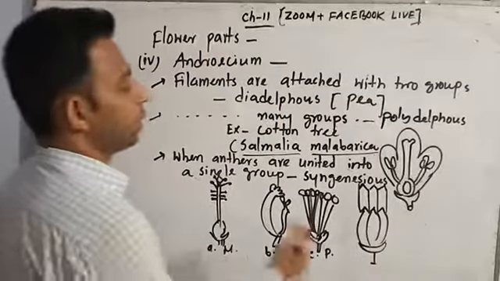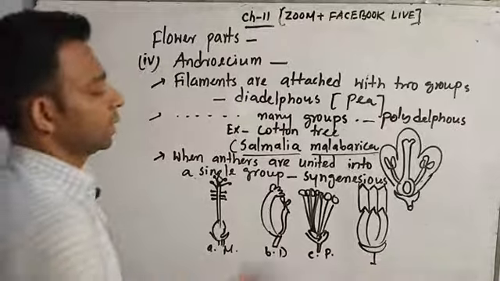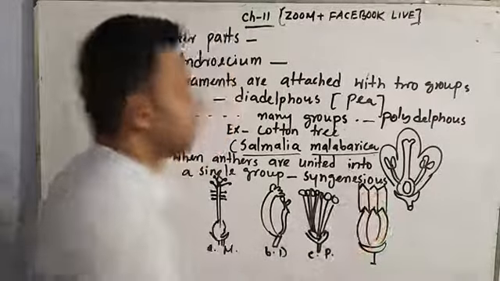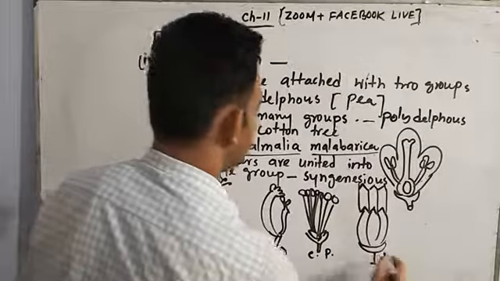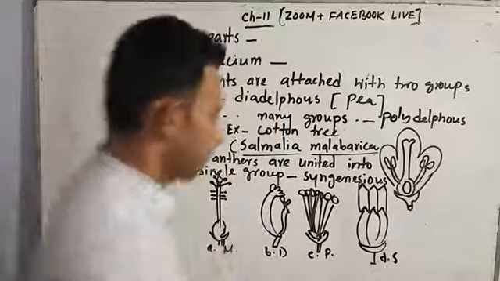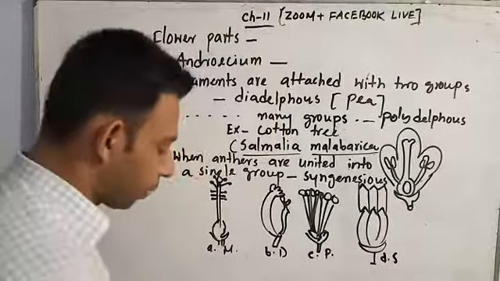That means, look here, syngenesis: when anthers are united, all the anthers in there. Look here. This is an anther, anther, anther. They are united in there. So it is called anthers united. It is called syngenesis. And another one is also there, epipetalous.